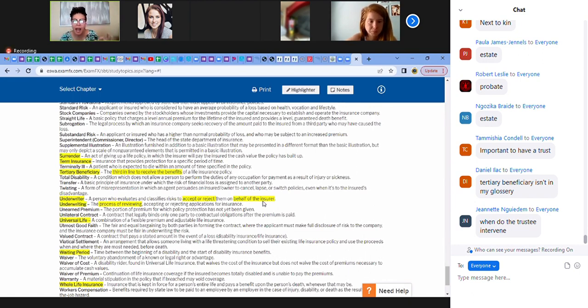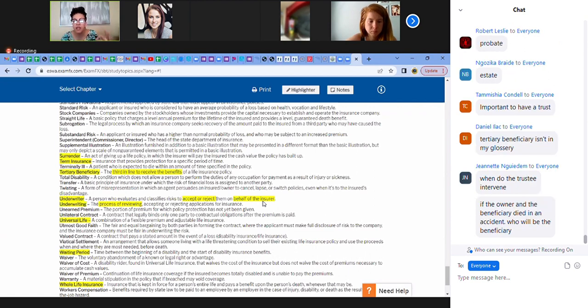So this is what happens on the test. They'll say who accepts or rejects, who approves or declines the client. Is it insurance company A, B, C? And they'll give you all these criteria. And most people say the insurance company. And that's not the answer. The underwriter decides to approve or deny, or accept or reject, on behalf of the insurer. So the answer would be the underwriter determines to insure or not insure them.